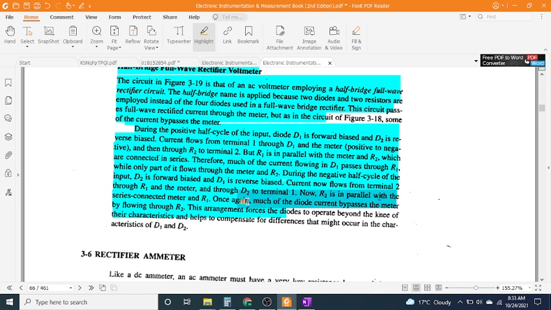This arrangement forces the diodes to operate beyond the knee of their characteristics and helps to compensate for differences that might occur in the characteristics of D1 and D2.